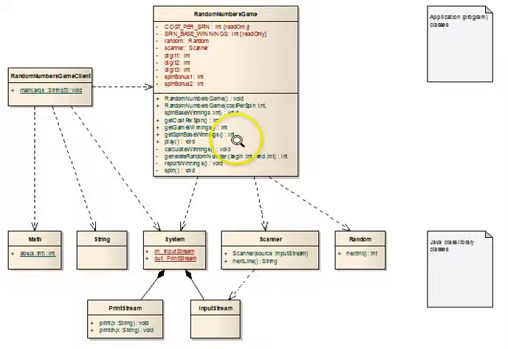A class has three compartments: a name compartment, a data compartment, and a function compartment where the methods or operations, those are all synonyms, operate on the data. The idea with a class is to hide the data from outside use so that the implementation of the class is hidden.